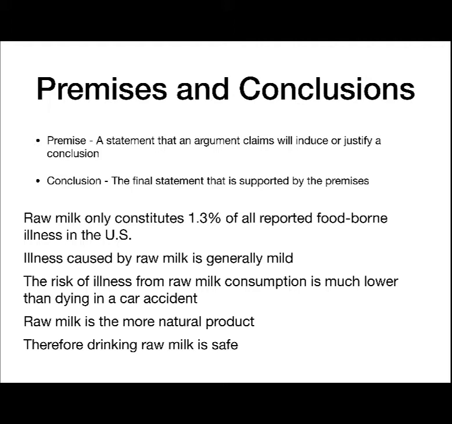For example, I've broken down an argument here, which is actually quite controversial right now. Raw milk only constitutes 1.3% of all reported foodborne illnesses in the U.S. Illnesses caused by raw milk are generally mild. The risk of illness from raw milk consumption is much lower than dying in a car accident. Raw milk is the more natural product. Therefore, drinking raw milk is safe. That's the argument. Now, let's see if this holds together.